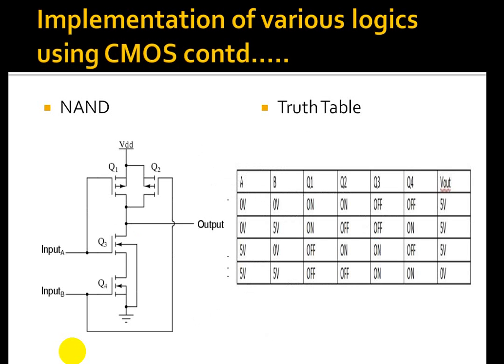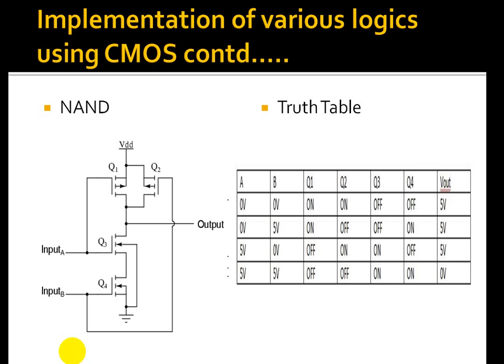Let's move on to the NAND gate. So how to design a NAND gate? This figure shows a CMOS 2-input NAND gate. Here Q1 and Q2 are parallel connected PMOS transistors and Q3 and Q4 are series connected NMOS transistors. When A equals 0 volt and B equals 0 volt, that is, we apply an input of 0 0, VGS1 and VGS2 become -5 volt and VGS3 and VGS4 become 0 volt. So Q1 and Q2 become on and Q3 and Q4 become off. So we get an output of 5 volt.